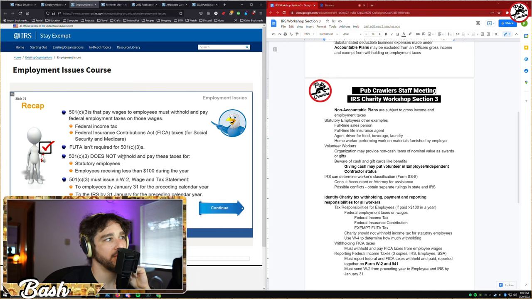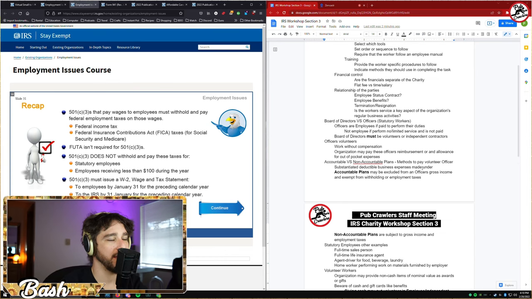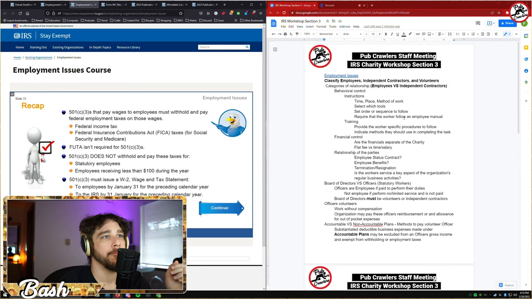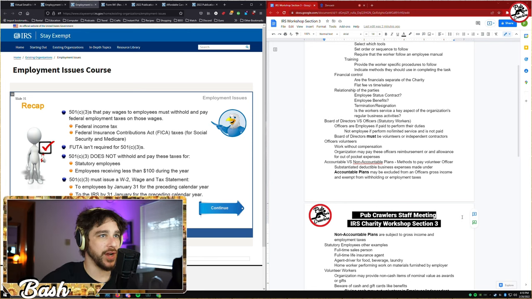501c3 does not withhold and pay taxes for statutory employees. So they don't for the officers or the... So, here's the thing. Board of directors can't be employees. That makes sense. But officers can be employees. Wait, but I thought they would be statutory... Board of directors can be considered employees. No. So board of directors must be a volunteer or independent contractor.